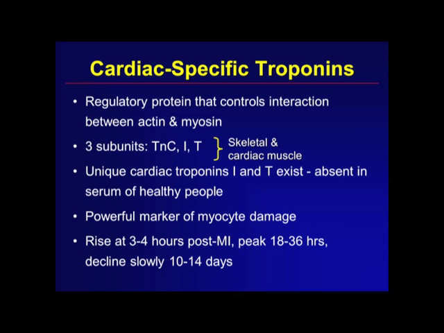Okay? So cardiac-specific troponins are the most commonly used biomarker for acute coronary syndromes. This is a regulatory protein that you probably have studied already, and it controls the interaction between actin and myosin, the sliding elements of the myocardial cells. Troponins have three subunits, C, I, and T, and they're present both in skeletal and cardiac muscle. There are unique cardiac troponins, both I and T, and these are typically absent in the serum of normal, healthy medical students watching a lecture.